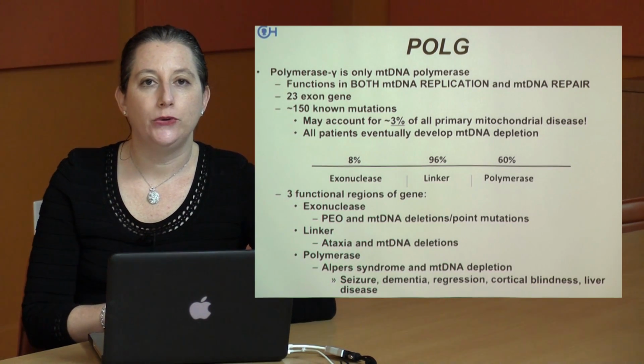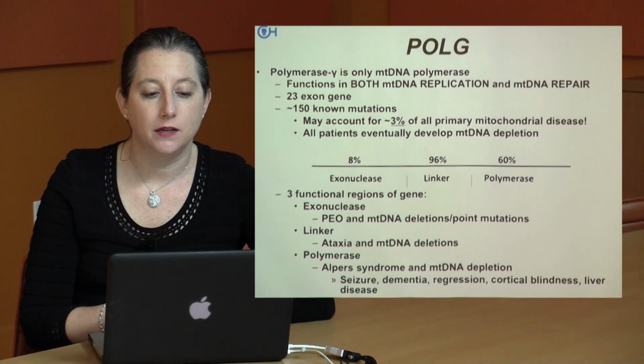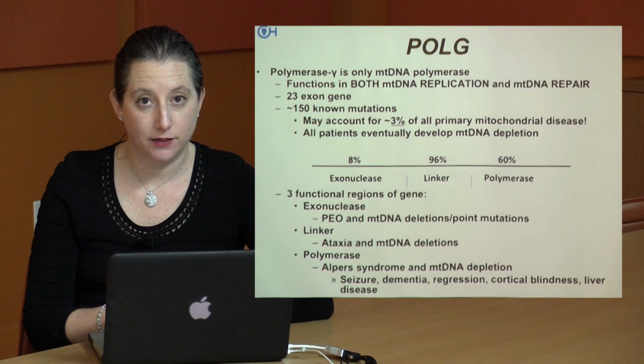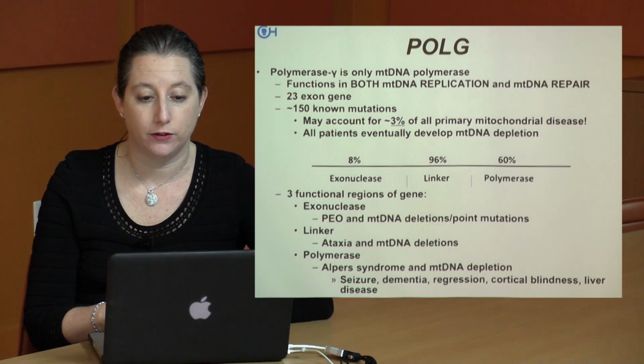The most common nuclear gene cause of mitochondrial disease is considered to be Pol gamma. Pol gamma is the only polymerase within the mitochondria. What that means is that this gene serves to help the mitochondrial DNA replicate itself like a copy machine. It has another function. It helps, as the mitochondrial DNA is copying itself, to correct any errors. So it acts as a proofreader as well in mitochondrial DNA repair.